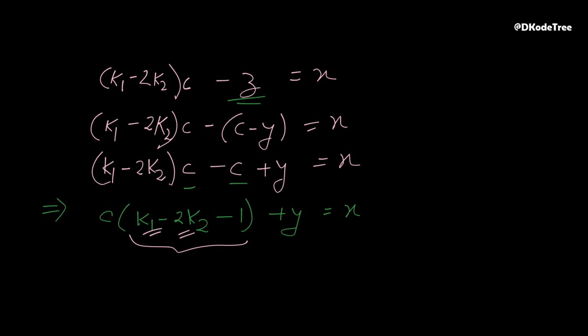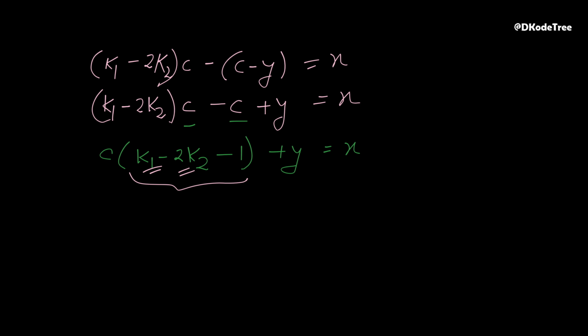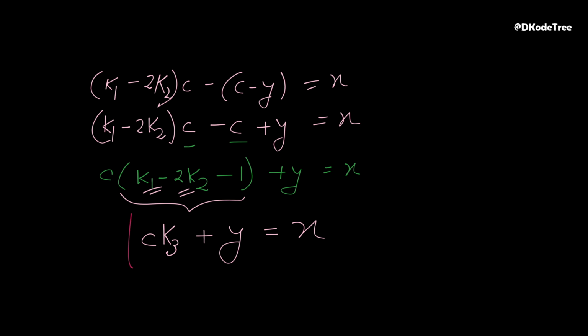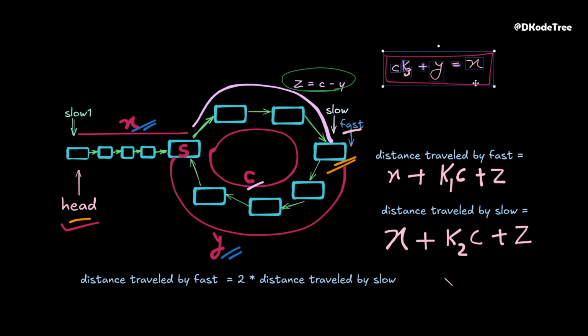So this entire term k1 minus 2k2 minus 1 will also be another constant integer. Say it's k3. So the equation now becomes c into a constant k3 plus y is equal to x. So this is our final relation between x and y. So now let's see what this means.